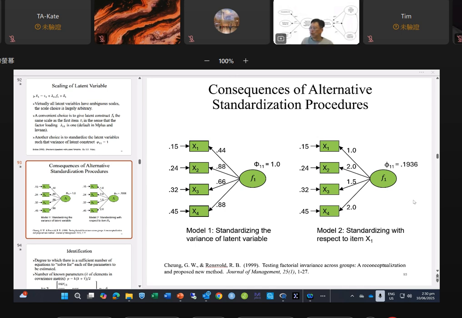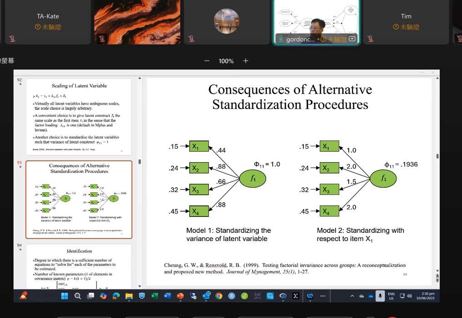However, practically, we would prefer model 2 because it will give you the variance of the factor. And it is particularly important when you have a multiple group analysis. We need to allow different variance of the factor across groups. If you use model 1, you are assuming the variance of this factor is the same across groups.